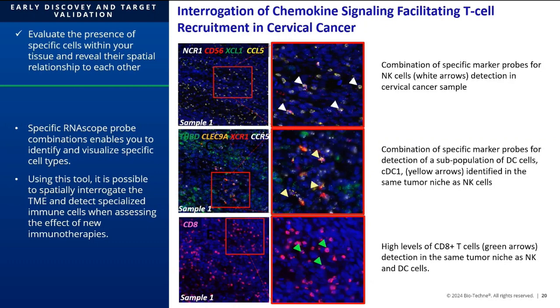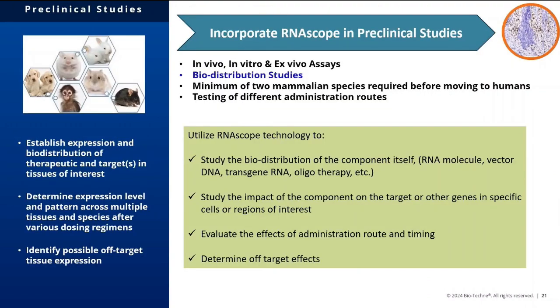Moving on to the preclinical study stage of the drug development process, once select drug candidates are identified, and it's time to conduct pharmacokinetic, pharmacodynamic, and toxicological studies in different species, RNAscope can be incorporated to study the biodistribution of the candidate itself, be it a vector, a transgene, or an oligotherapy, for example.